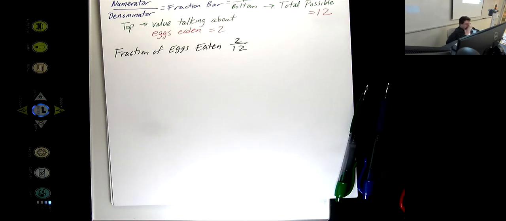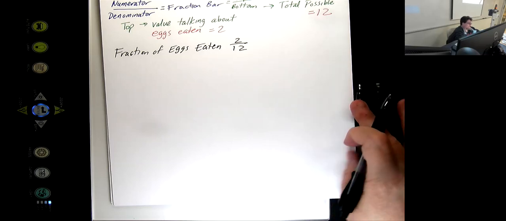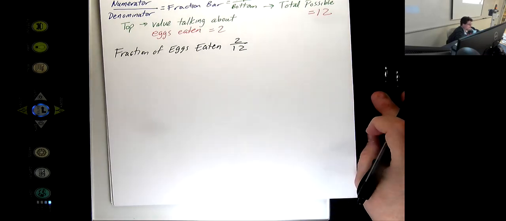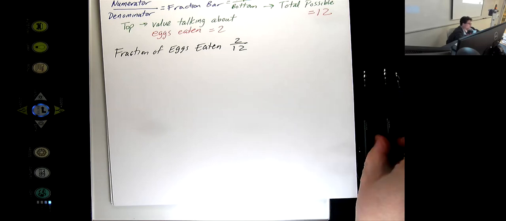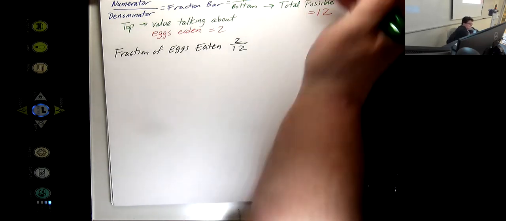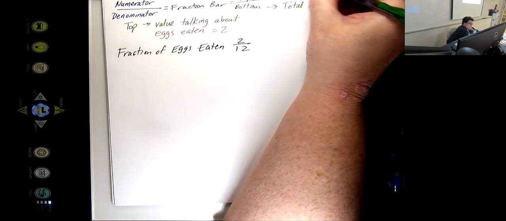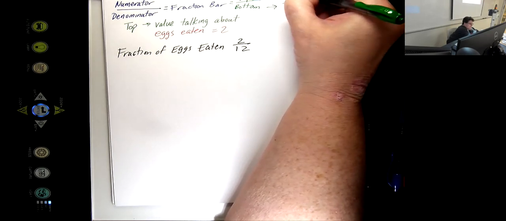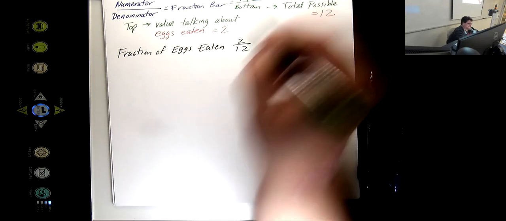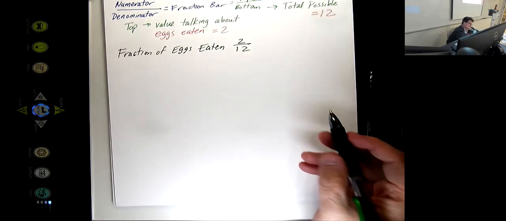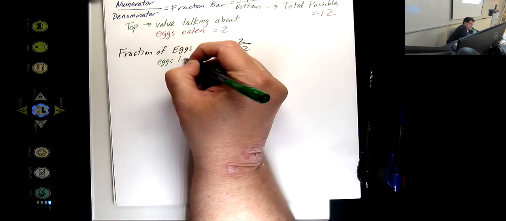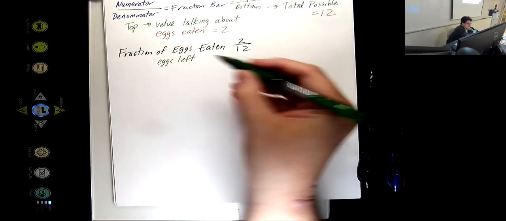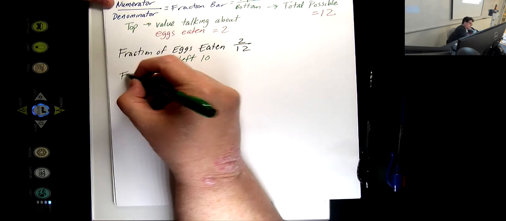Now, how many eggs have I not eaten? If you're not sure and you've drawn a picture, you can count. 1, 2, 3, 4, 5, 6, 7, 8, 9, 10. So eggs left is 10. And so the fraction of eggs remaining.